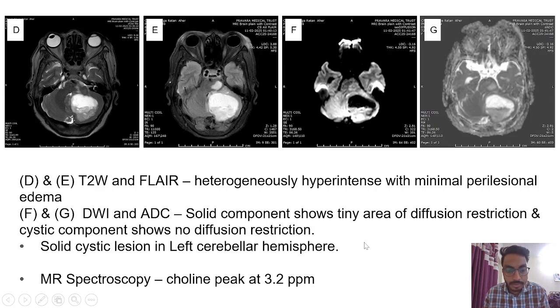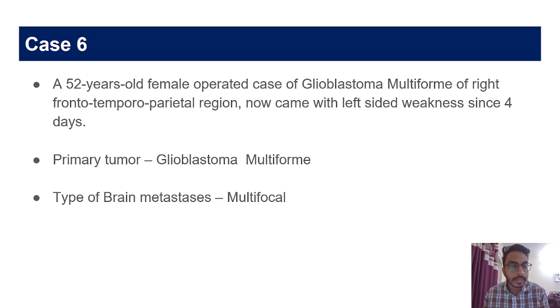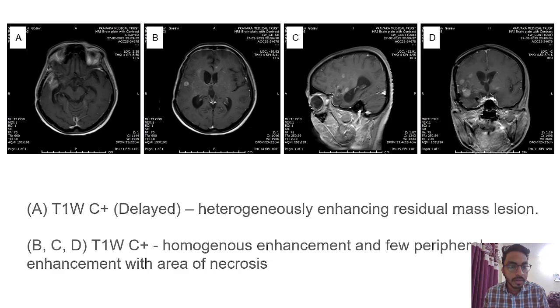MR spectroscopy shows a choline peak at 3.2 ppm here. The next case is a 52-year-old female, an operated case of glioblastoma multiforme of the right frontoparietotemporal region, who now came with left-sided weakness since 4 days. Primary tumor here is glioblastoma multiforme, and the type of brain metastasis here is multifocal.